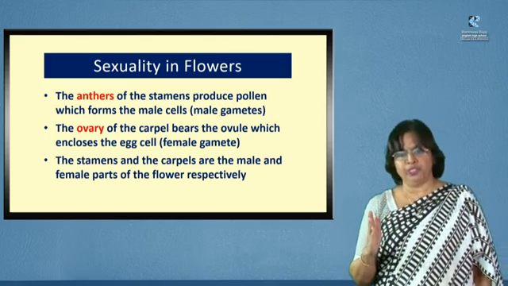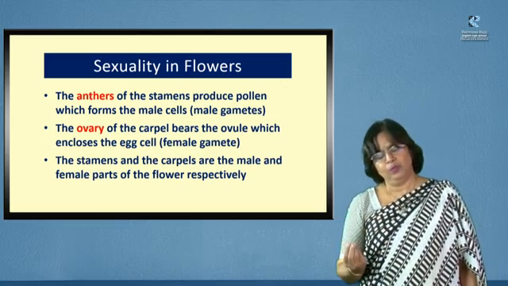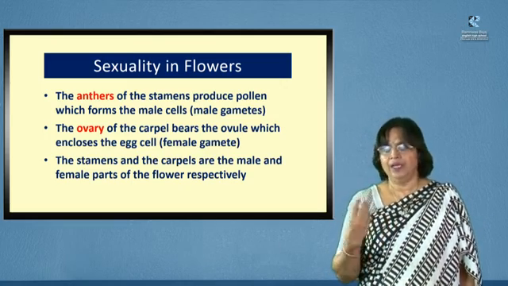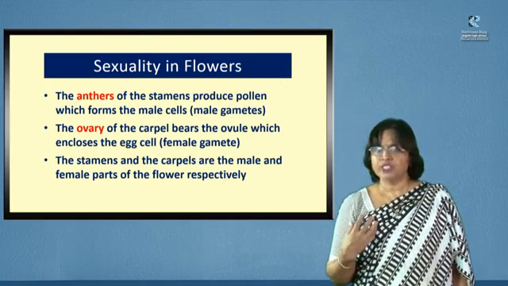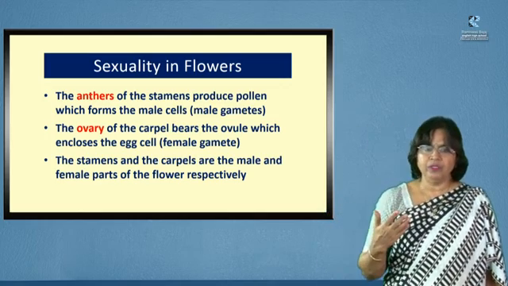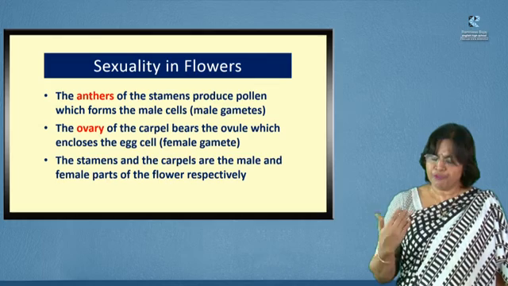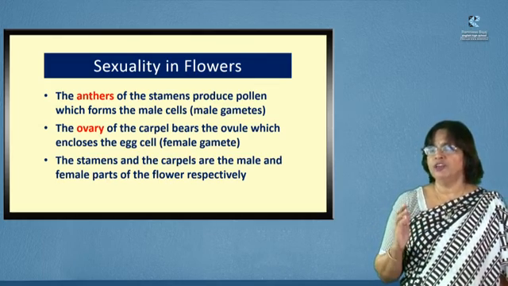If it has the androecium, it has the stamens. It will have the anther with the filament. The anther contains the pollen grain which produces the male gametes. So, it is a male flower. Then if it is the flower which has the female gamete producing part, meaning only the gynoecium, then it is called the female flower.